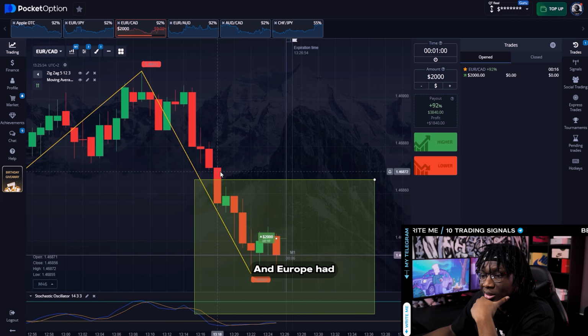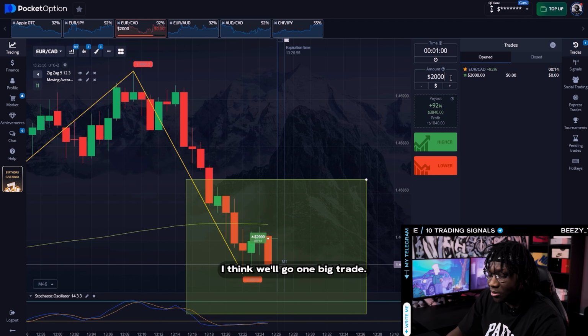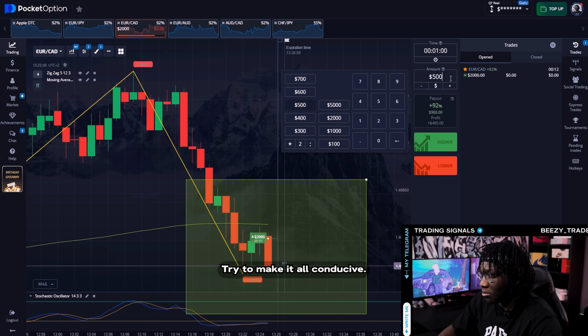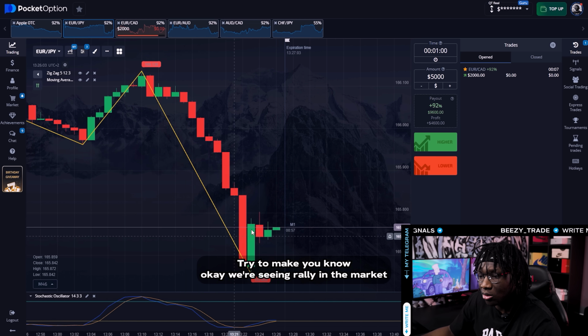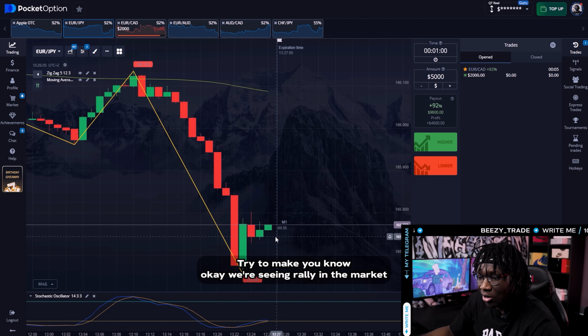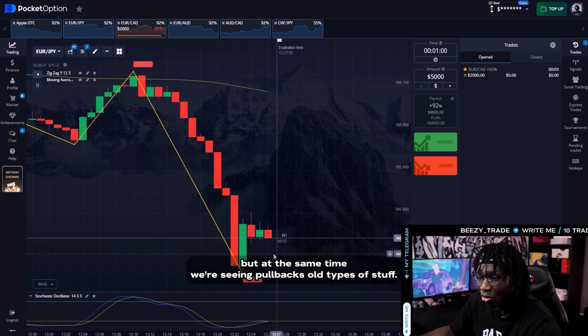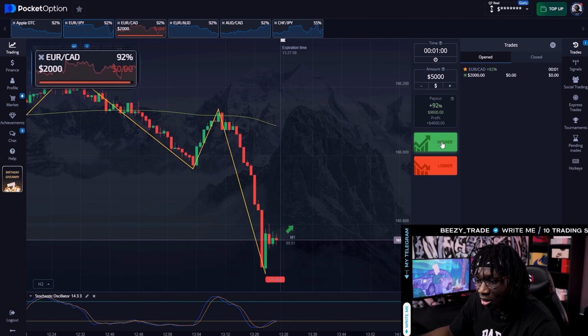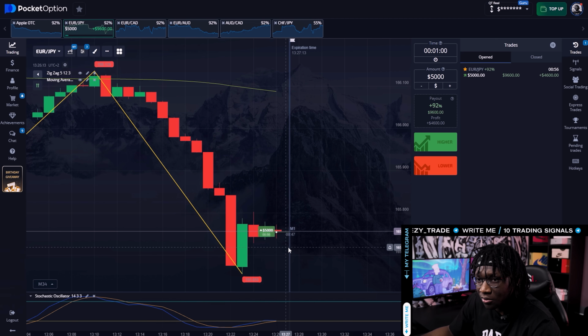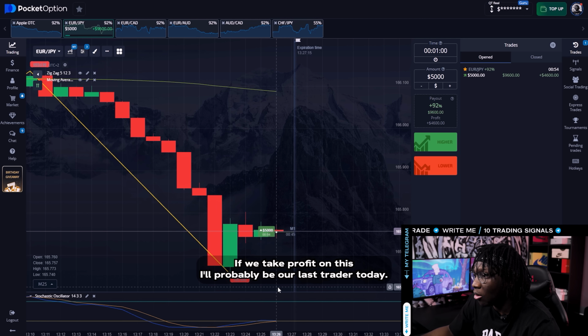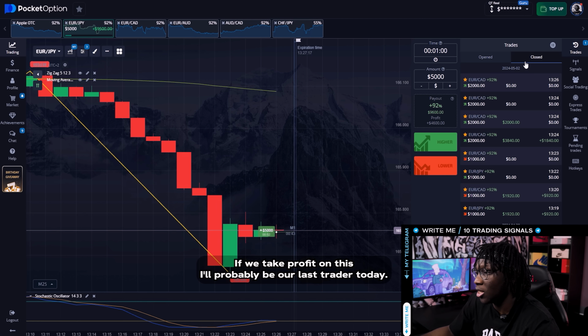on EuroCAD. I think we'll go one big trade, try to make it all conducive, try to make it all okay. We're seeing rally in the market, but at the same time, we're seeing pullbacks, all types of stuff. But I think that the buyers really have this. This price should be pushed a little higher. If we take profit on this, that'll probably be our last trade of the day.